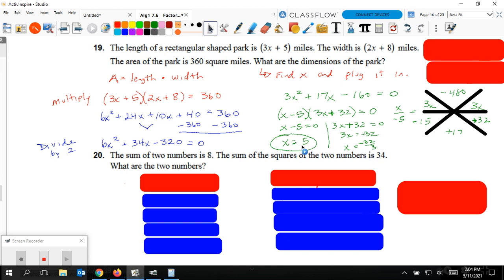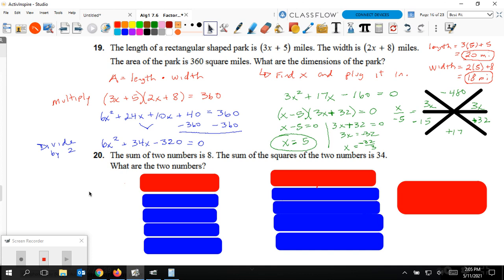So if you plug in 5 to your length right here, 3 times 5 plus 5 for length, that's going to be 15 plus 5, that's 20 miles for the length. And then if we plug in 5 here for the width, 2 times 5 plus 8, so 2 times 5 is 10, plus 8 is 18. So 20 miles is the length, 18 miles is the width. If you were to multiply those, 20 times 18, you do get 360. So that works.